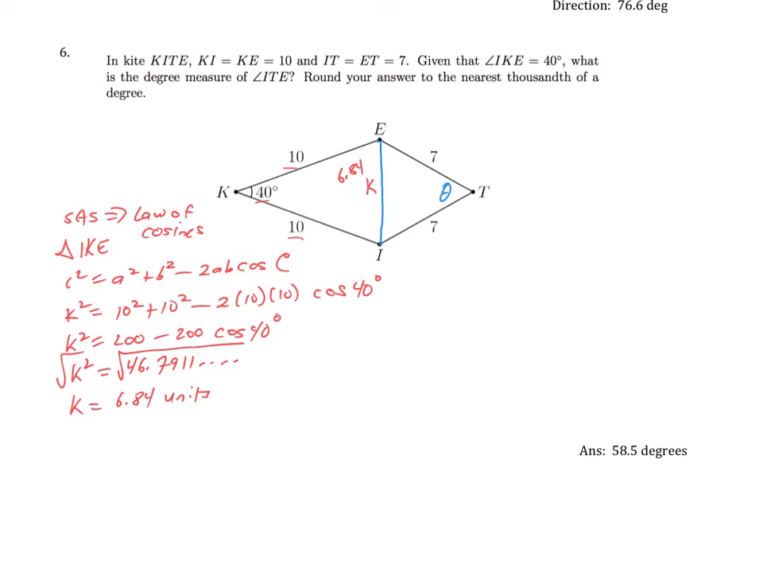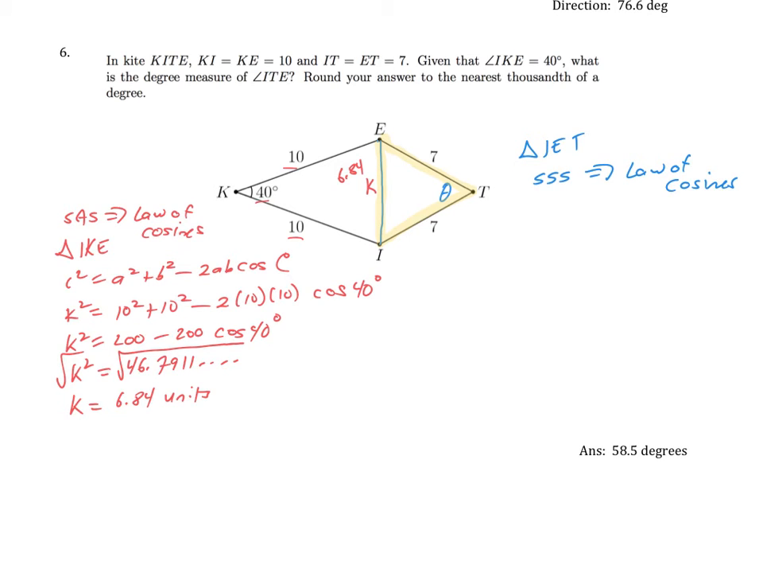So let's look at the second triangle, the triangle on the right. I'm going to focus now on triangle IET. And for this triangle, we actually know all three side lengths. So this is a side, side, side case, which means we can use law of cosines again to find the missing angle, which would be the measure of angle T, or theta. In the previous part of this problem, we used law of cosines to find a missing side length. So we're going to use law of cosines.